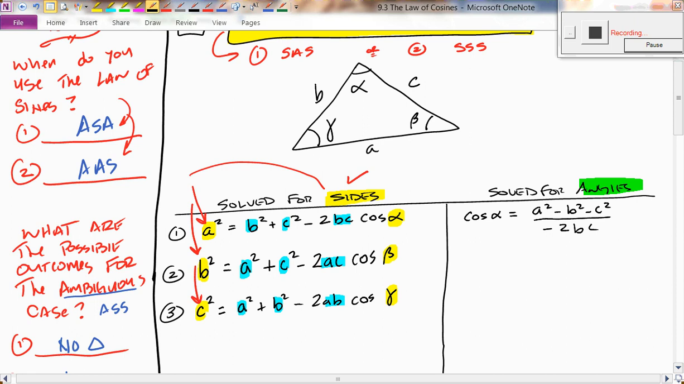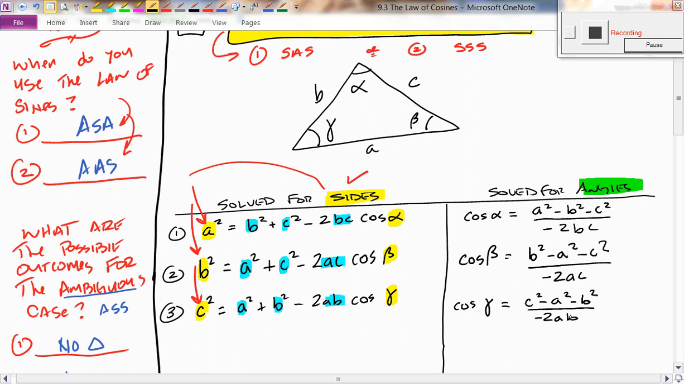We're going to do the same thing for beta. So if I want the cosine of beta, it would have to be B squared minus A squared minus C squared divided by what? Negative 2AC. And of course, if I want gamma, then cosine gamma has to be C squared minus A squared minus B squared all over negative 2AB.